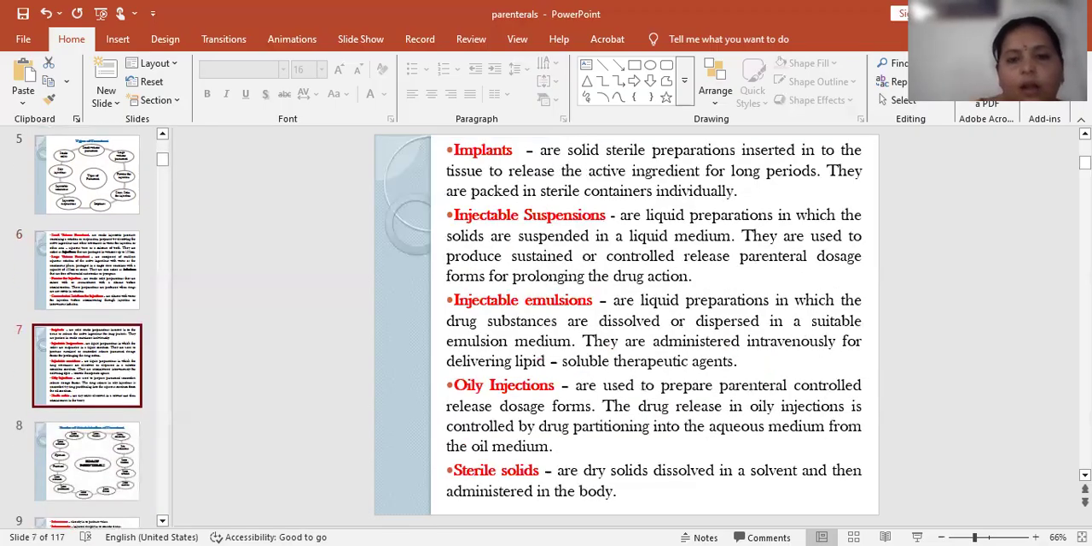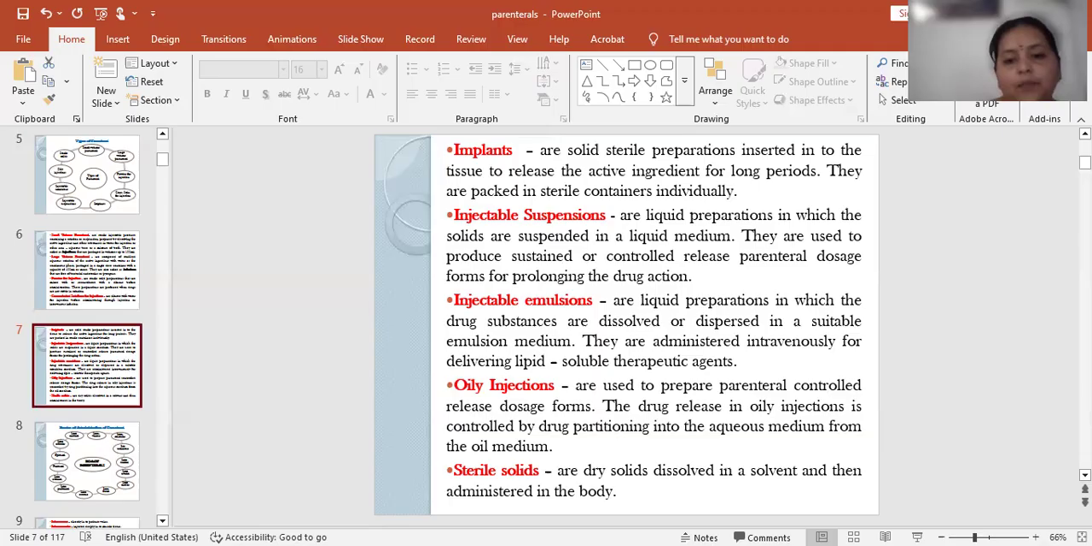Next, implants. These are sterile preparations inserted into the tissues and release the active ingredient for long periods. These are packed in sterile containers individually. And next one, injectable suspensions. These mainly involve solid drug particles suspended in a liquid medium. This can provide a sustained or prolonged action. An example we take is methylprednisolone acetate injection.